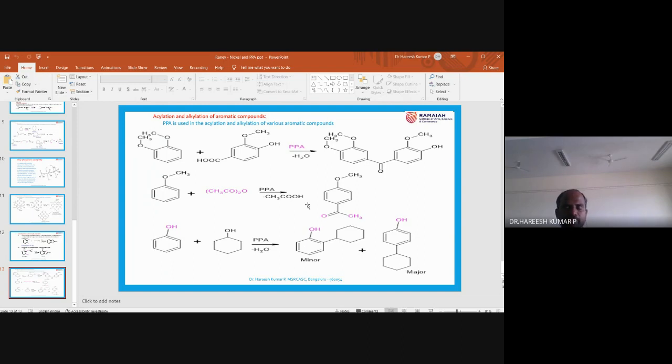So overall, with PPA, it is possible to get cyclodehydration. It will act as a dehydrating agent. More particularly, it is very much useful in cyclodehydration, so that is how dibenzocarinone is obtained. It is also useful in the preparation of fused heterocyclic rings such as purines, benzimidazole, benzoxazole, benzthiazole, and also in the preparation of aromatic ketone and the acetylation of anisole. It is also useful in the preparation of cyclohexyl phenols, more particularly para-cyclohexyl phenol. This is about the application of PPA.